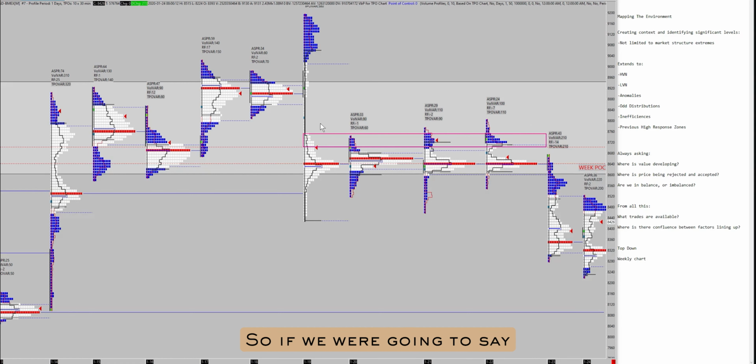So if we were going to say that price was going to continue to move up, it wouldn't only be that we would be paying attention to the weekly structure at this point. This is the case for paying attention to lower time frame context, or lower time frame distributions rather, to get some context. But not at this point, we just want to pay attention to the weekly level.